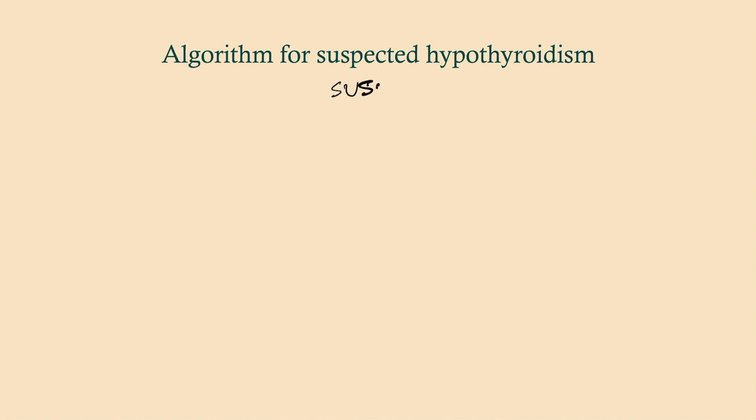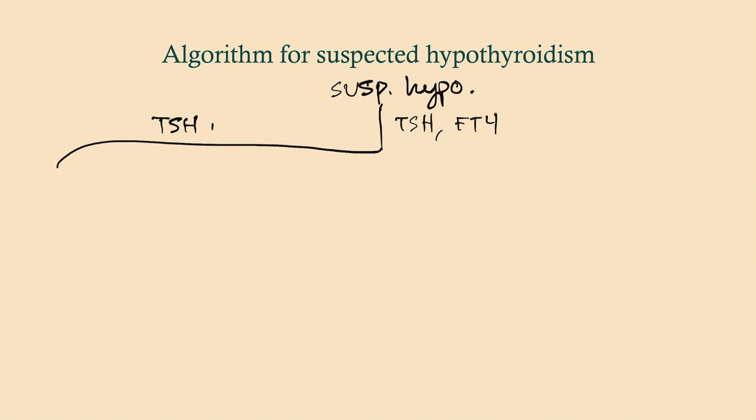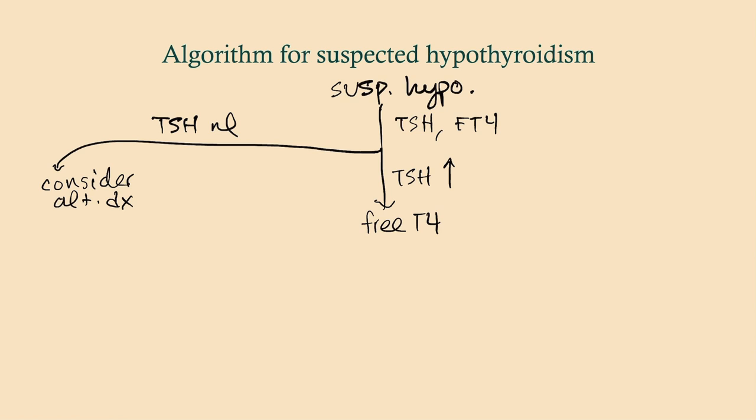Well, if you have suspected hypothyroidism, I'm just going to put hypo there, you want to get a TSH and a free T4 all the time. Now, if the TSH is normal, then you want to consider other alternative diagnoses. If the TSH is elevated, then you want to look at that free T4. If the free T4 is normal, then what you're probably dealing with is a subclinical hypothyroidism.